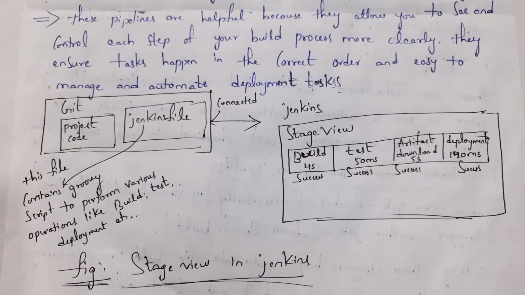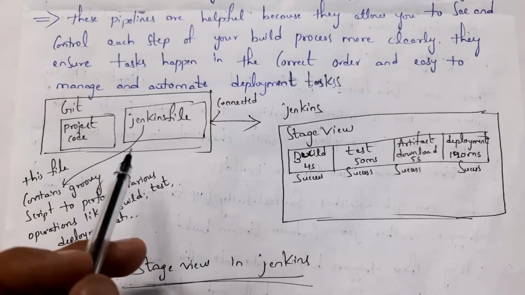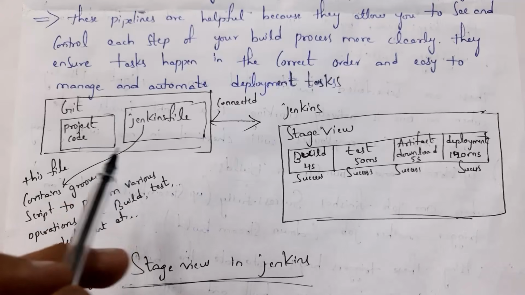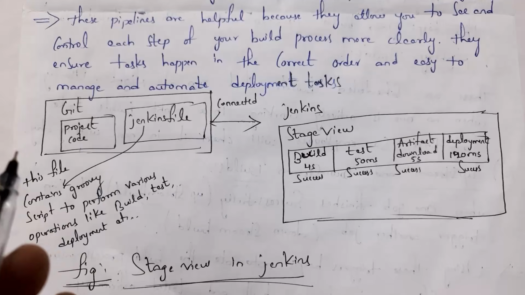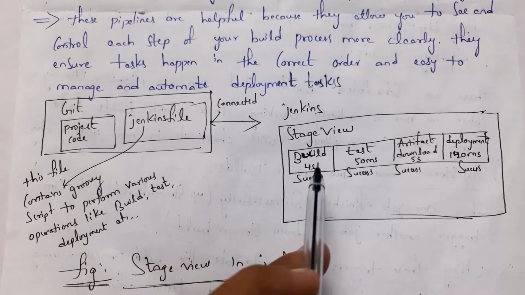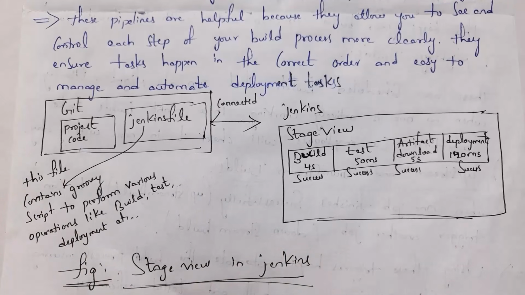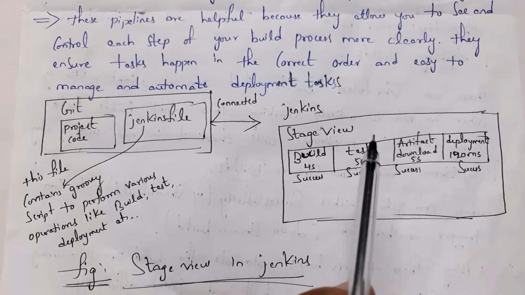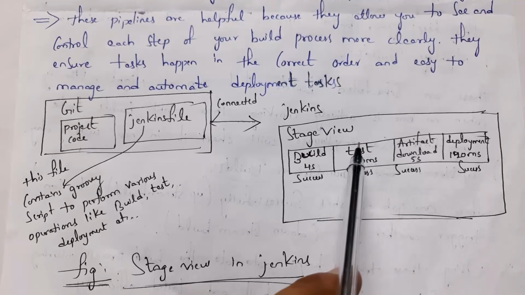Guys, whenever any developer creates a project, he will place that project in GitHub. Along with this project, he will create one Jenkinsfile. And this Jenkinsfile is written by using Groovy script. That script contains a total of 4 stages. One is the build stage, the next one is the test stage, the third stage is downloading the artifact, and stage 4 is placing that artifact in the server.